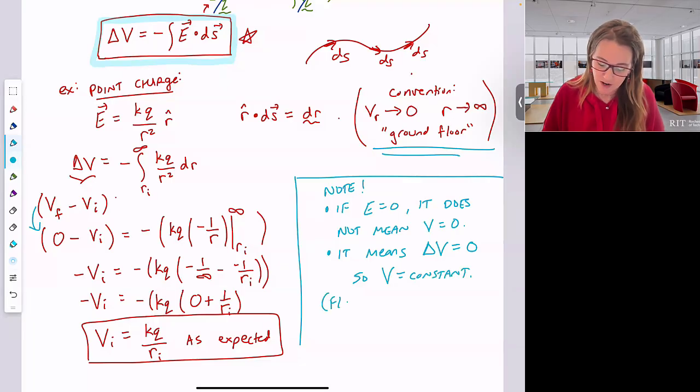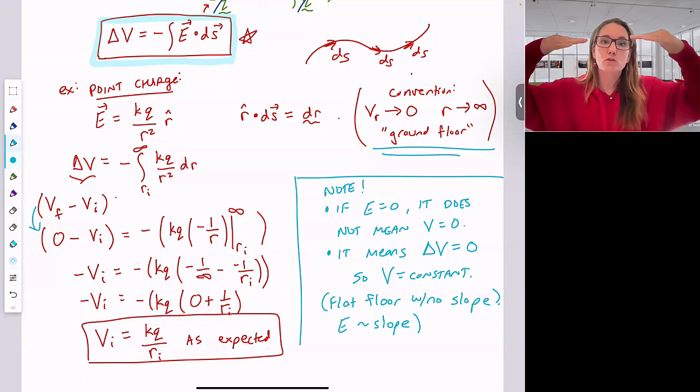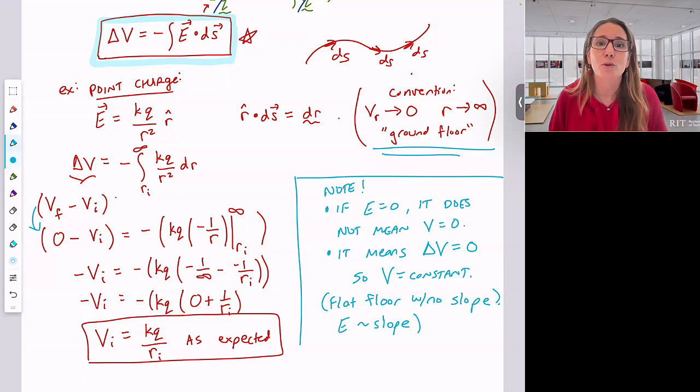That'd be like, for our analogy for height, a flat floor with no slope, right? Remember, the electric field is like the slope of the floor. So if you're really high up on a skyscraper, you might have a potential, you have a height, but you don't have a slope, so you don't have a field.